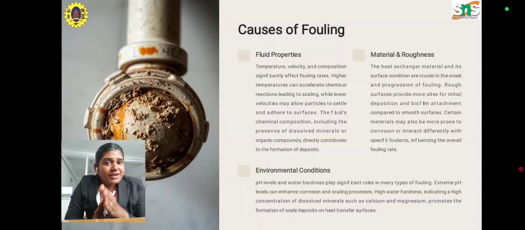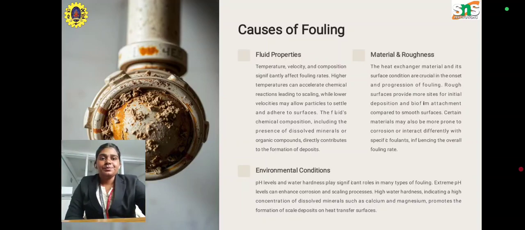So next is the environmental condition. The main factor for biological growth is the pH level, and also water hardness plays a significant role in many types of fouling. Extreme pH levels enhance corrosion and scaling processes. High water hardness, containing a high concentration of dissolved material such as calcium and magnesium, promotes the formation of scale deposited on the heat transfer medium.